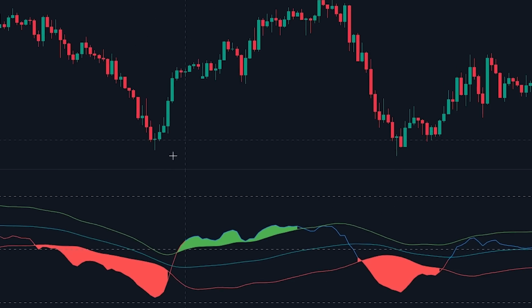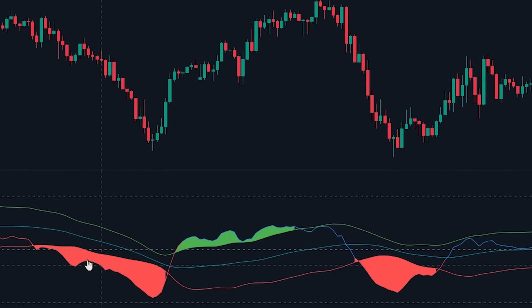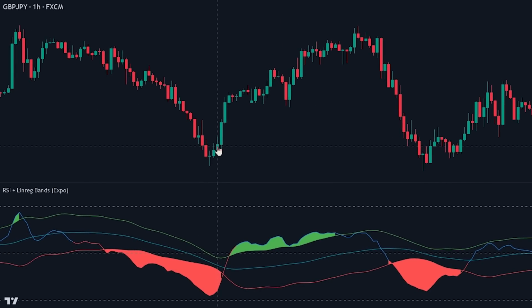On the other hand, when the RSI line crosses below the lower curve line, it indicates that the market is oversold, suggesting that it is likely that the market will make a bullish reversal when the RSI line crosses back above the lower curve line. This is a signal for traders to consider buying or going long.